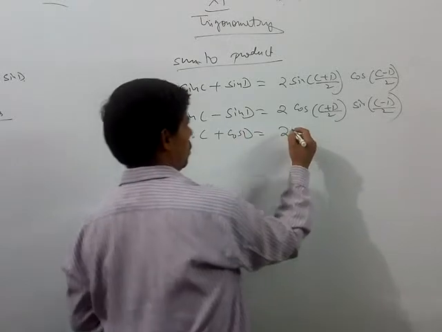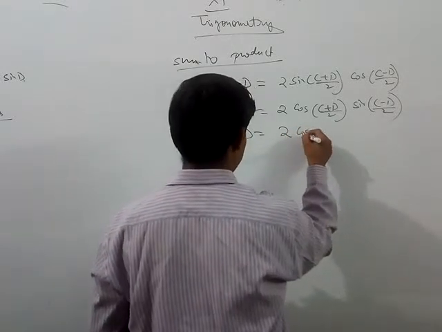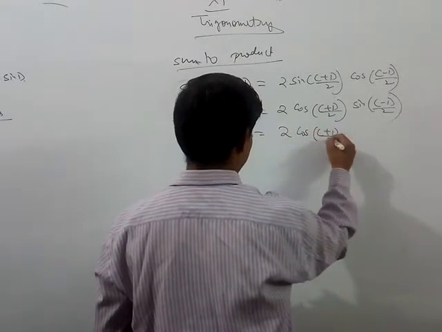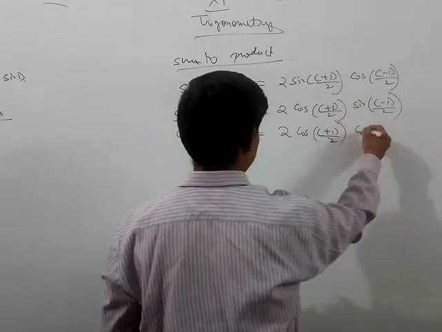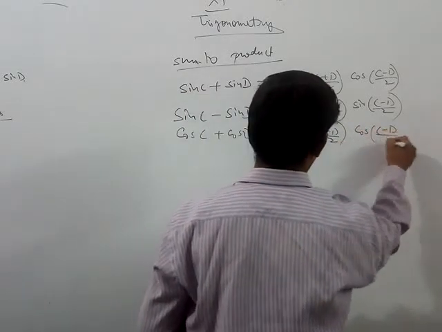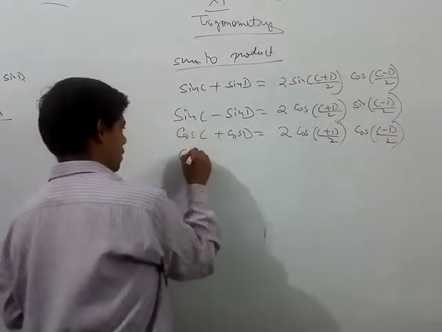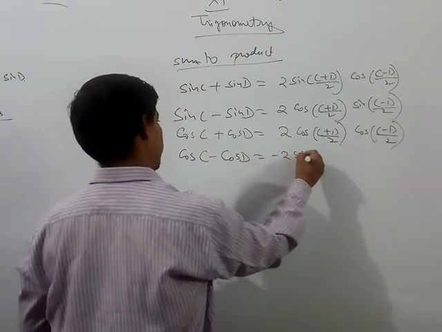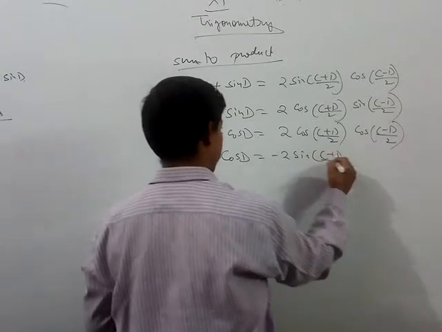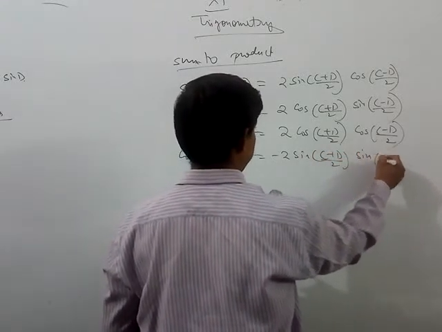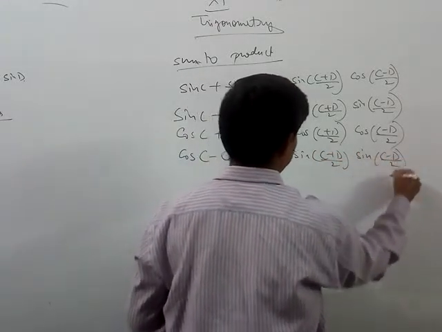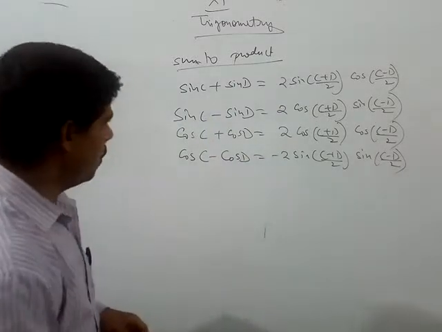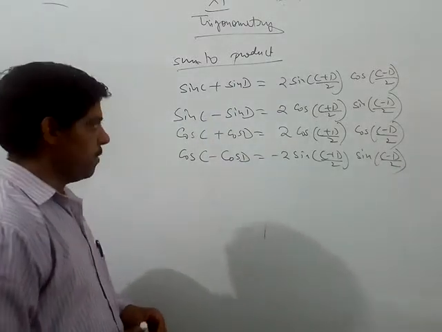2 cos (C plus D)/2 cos (C minus D)/2. And this is cos C minus cos D, which is minus 2 sin (C plus D)/2 sin (C minus D)/2. These are 4 important identities, okay?